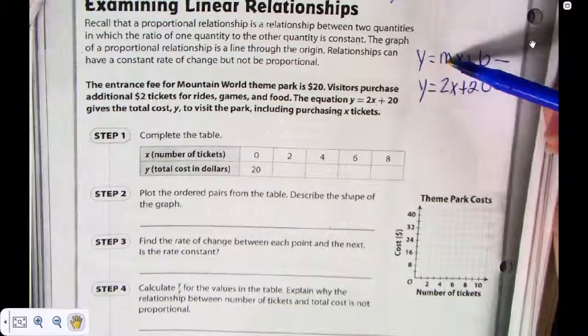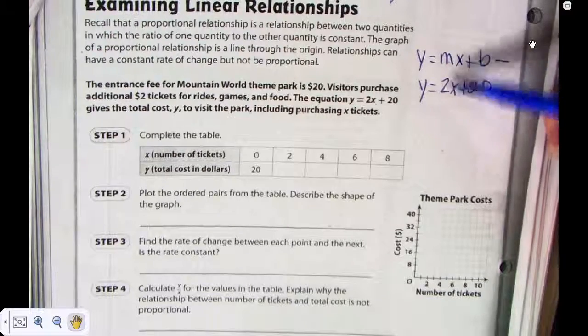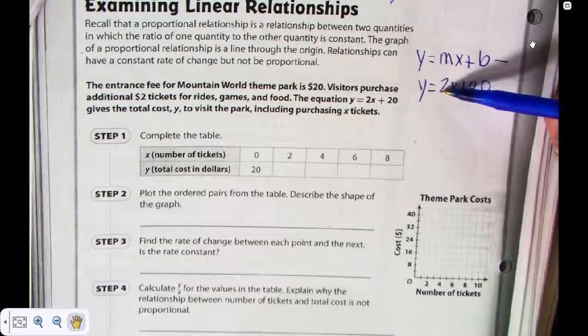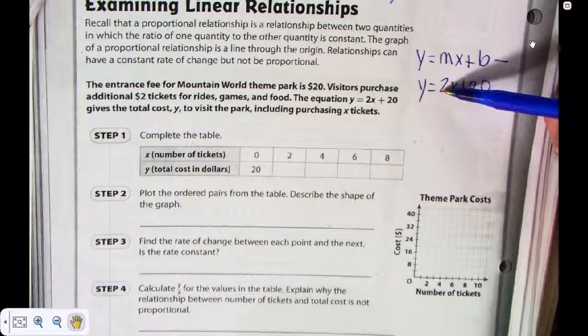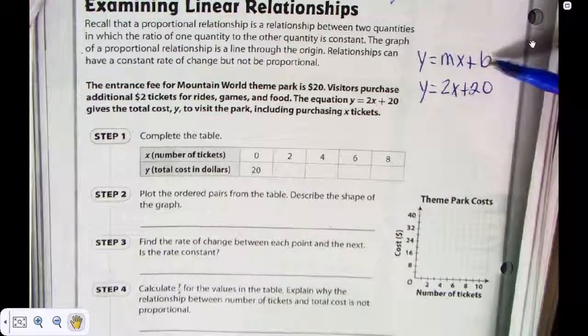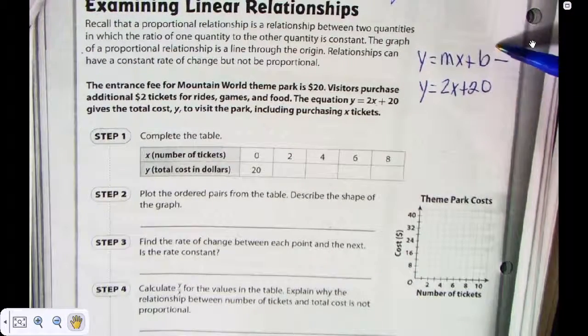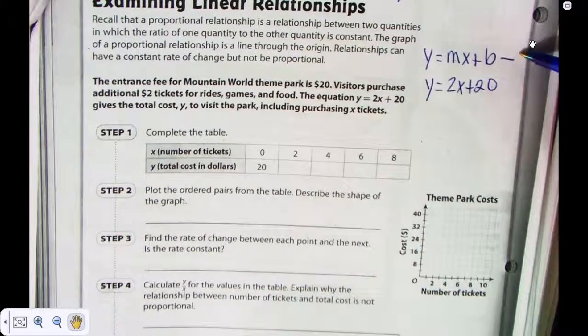So what does the m stand for? The slope, the rate of change. And so 2 is the rate of change. For every ticket that's sold, you're going to have to pay $2. Every ticket. But you're going to pay $20 to get in. That is your, what does the b stand for? On any equation, b represents the y-intercept. The b is the y-intercept.